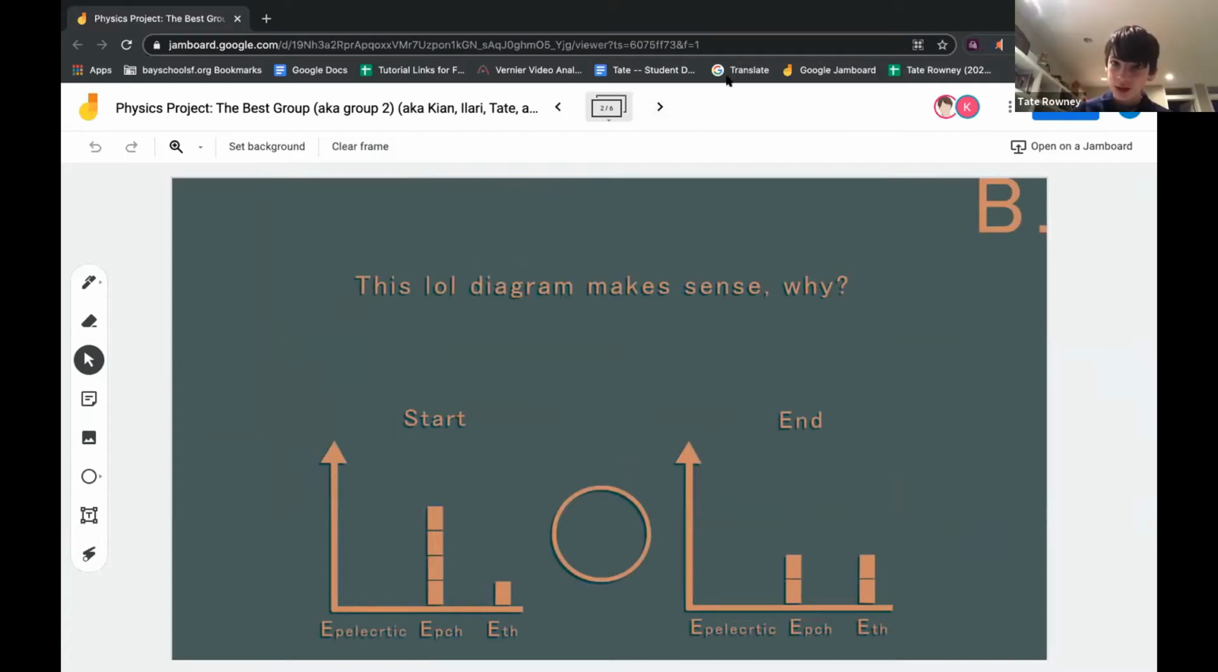Let's see. Can someone else share their screen? Because now I can't really see what I'm supposed to be looking at. Sure. Yeah. Alrighty.